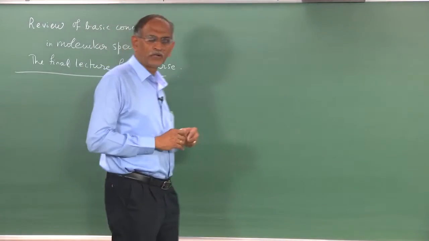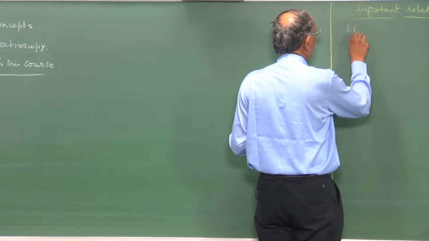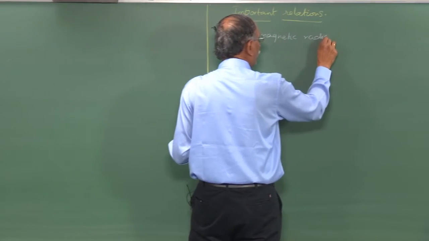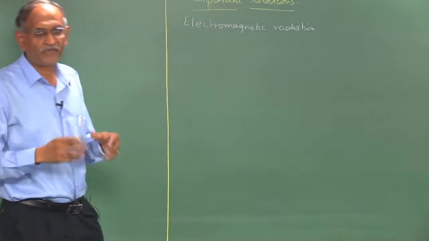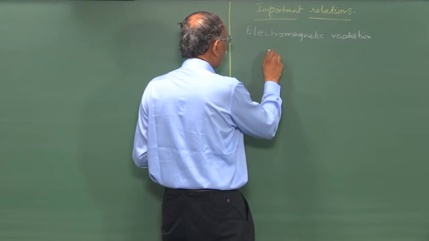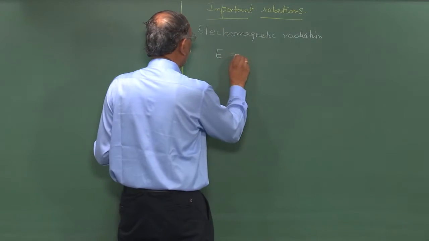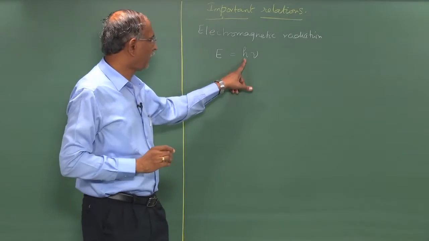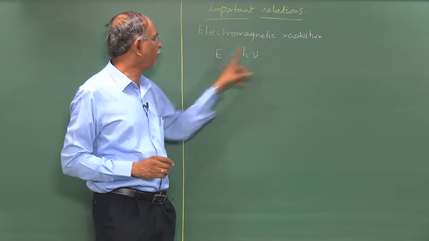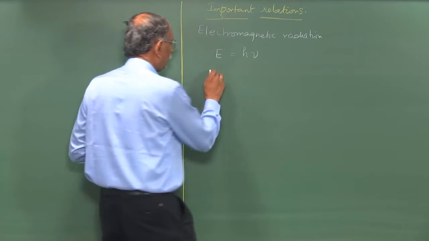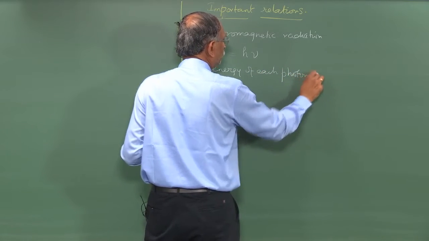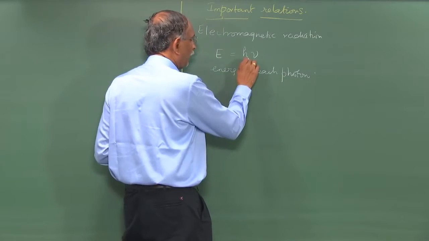Okay, we started with electromagnetic radiation as the first object and its interaction with matter was defined as the basic area of molecular spectroscopy. And if you recall, we used the Einstein relation E is equal to h nu, where h is the Planck's constant and nu is the frequency of the radiation that interacts with the substance. The energy of each photon is given by its frequency with the Planck's constant.